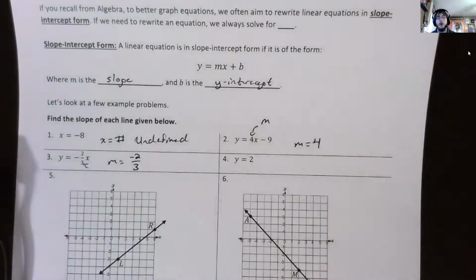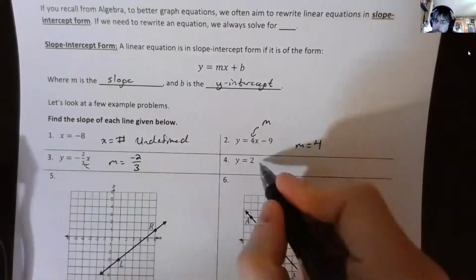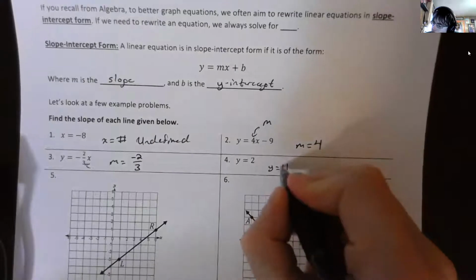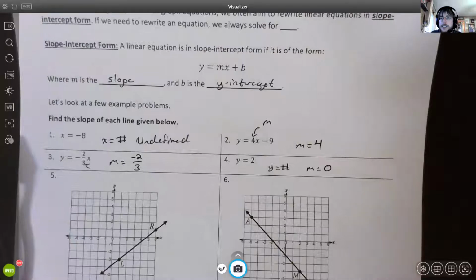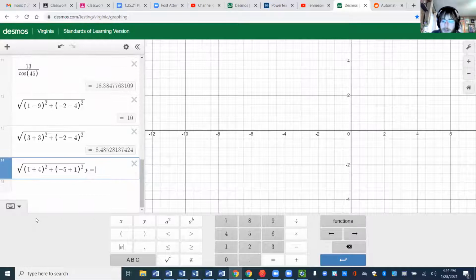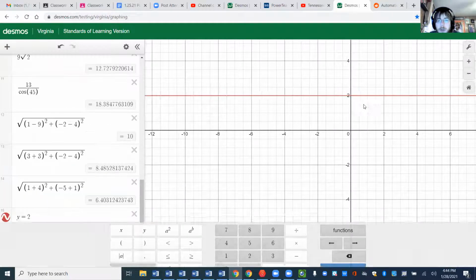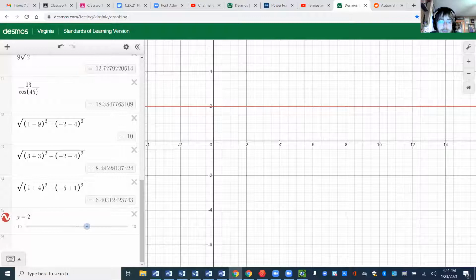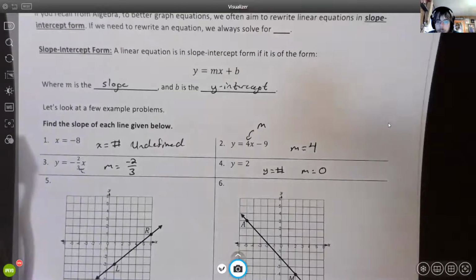And finally, number 4, y equals 2. And y equals 2 is of the form y equals a number, which means that our slope is automatically 0. And we can see that when we graph this, y equals 2. We see that it's a horizontal line that has no rise, and it always has a run. So it's horizontal, which means it has a slope of 0.